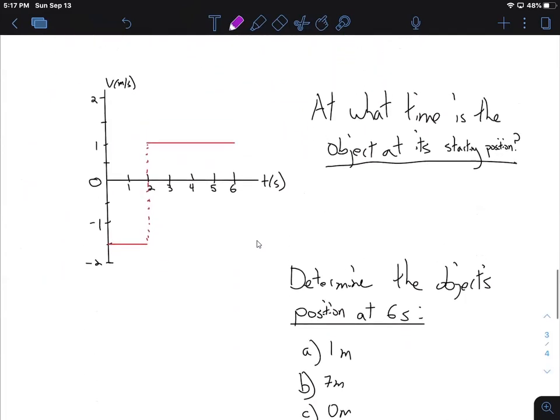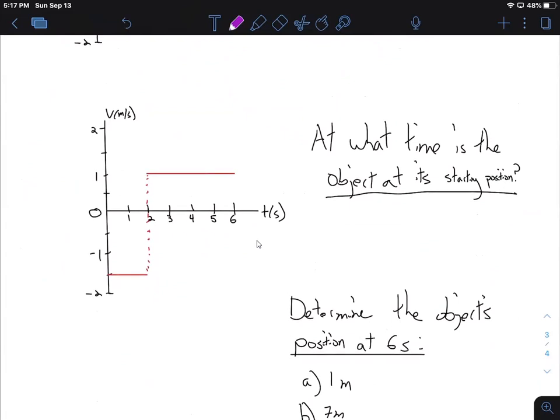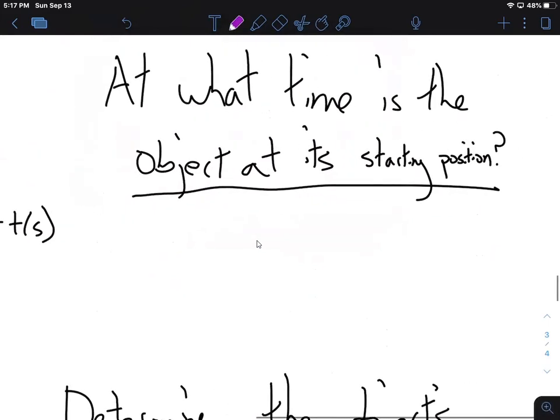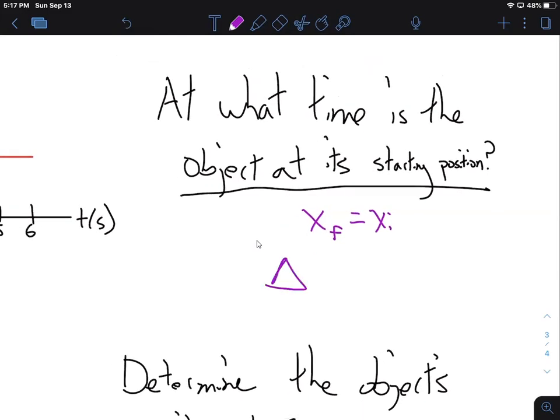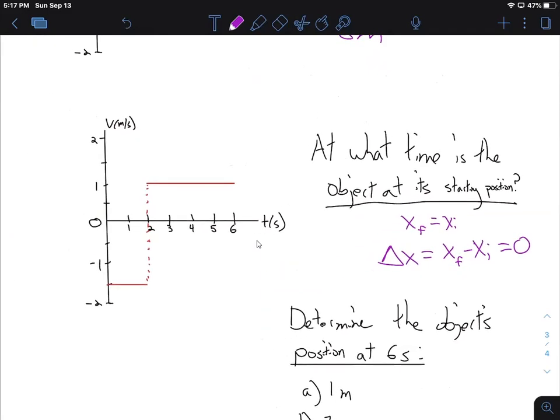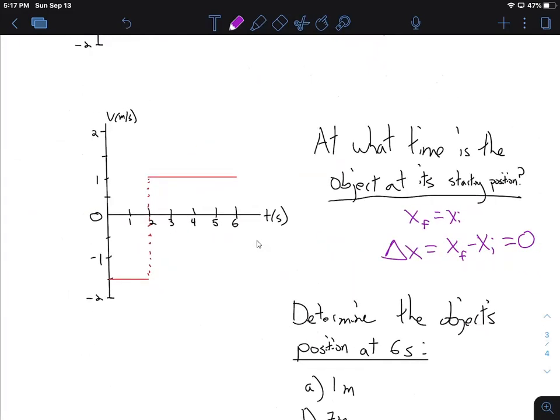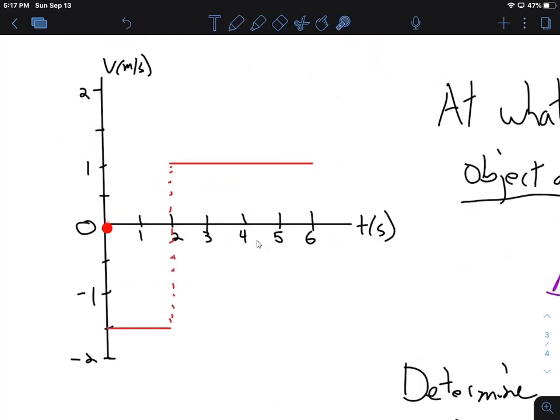Okay, here we got a little bit of a trickier one. Now, what time is the object at its starting position? So if it's back at its starting position, that means that its final position equals its initial position. And in that case, if we're thinking in terms of displacement, change in position is 0. So when is my displacement 0? When do I get 0 area under my curve? Well, obviously at time equals 0, it's at its starting spot, but where else?